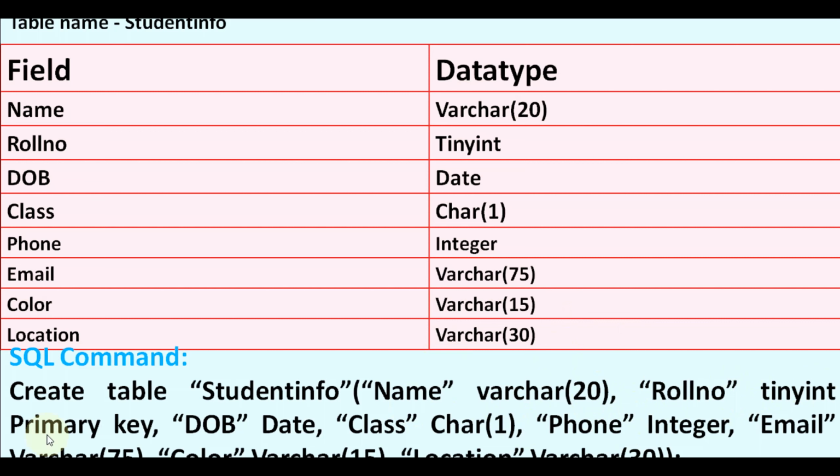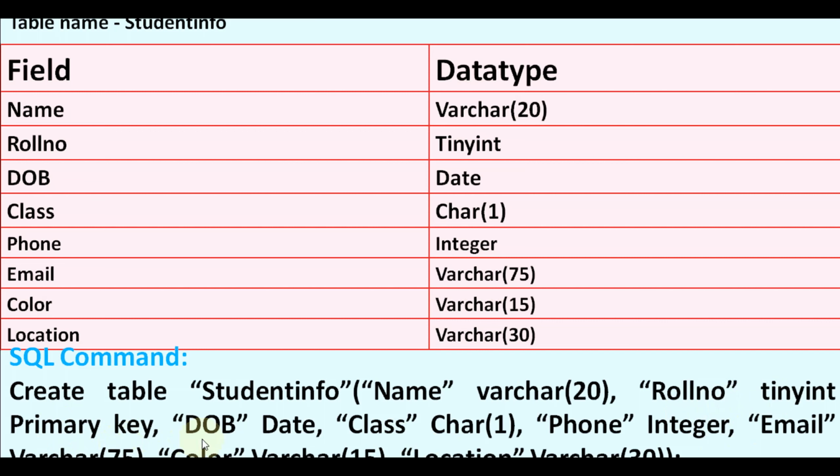Now here, as we know, whenever we are creating a table, one column we have to mention as the primary key. So here I am mentioning the roll number column as the primary key. Whenever we want to mention a column as the primary key, after the data type we have to write primary key. So as you can see, I am mentioning the roll number column as a primary key. First of all roll number is written, thereafter tiny as its data type, and thereafter primary key. In this way, in our table the roll number column will be the primary key.